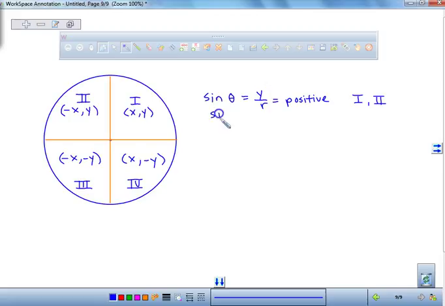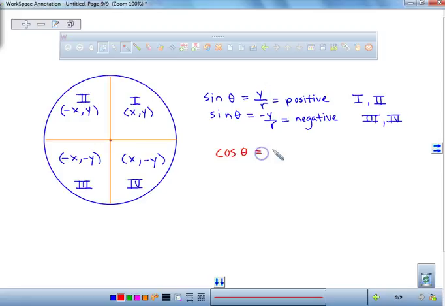Well, if the sine of theta is negative y over r, and it ends up being negative, which quadrants are you going to be living in if you have a negative? 3. So your answers are not going to be in quadrant 1 and quadrant 2. They're going to be in quadrant 3 and quadrant 4. Switching colors.